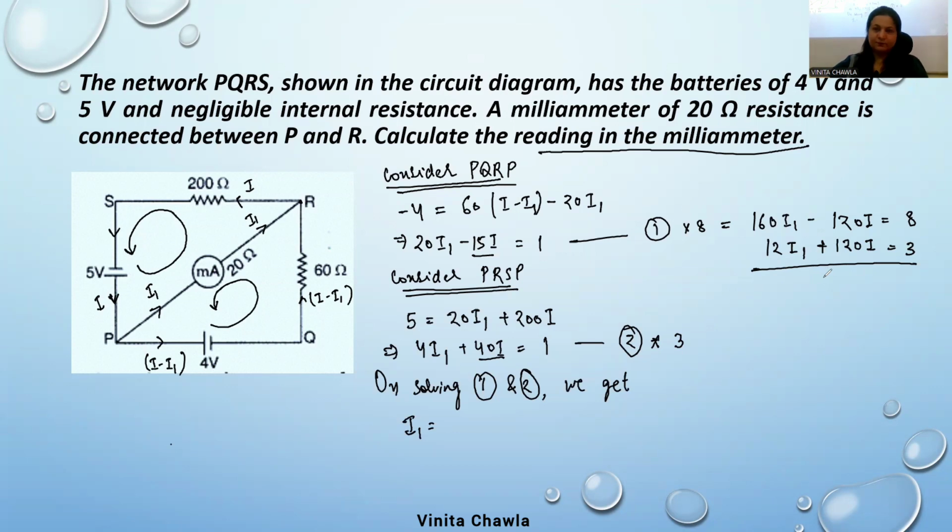Add them. Here you will get 172 I1 and here you will get 11. So I1 is 11 upon 172 ampere. And in decimal, it is 0.064 ampere. Okay, so this is the reading of this milliammeter.